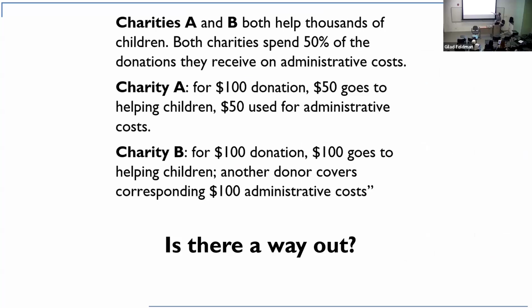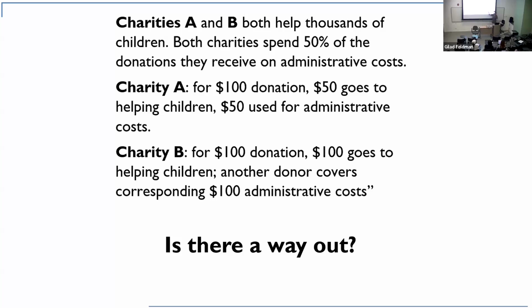So you can see here, I'll just read this out to you. Both charities spend 50% of the donations that they receive on administrative costs. But when people donate, everything that they donate goes not to overhead, but to the actual charity. And all the overhead is financed by some billionaire or by some outside foundation. So it could be that if you tell people that their money is not going to overhead, their money is going to the charity, they'll donate more.